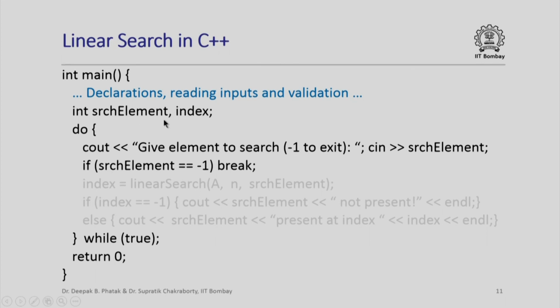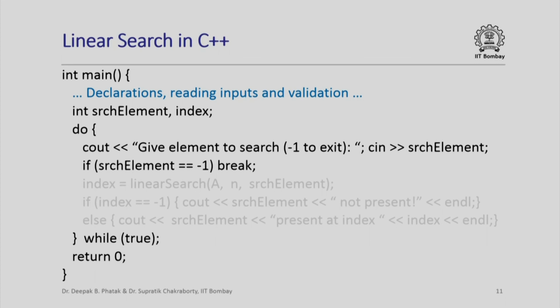So here is my search element, and here is the index at which I want to say whether the array A contains the search element. I have a do while loop here, and note that I have said do while true. So basically this is an infinite loop, and here I tell the user that you give me the element to search, and if you give me -1, then I'll exit. So really if the user wants to exit from this do while loop, the user needs to provide -1 here, and then I read in the search element, and if the search element is -1, I break from this loop and exit from the function main.